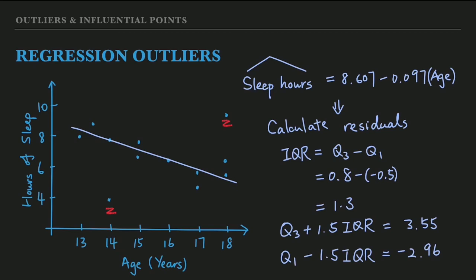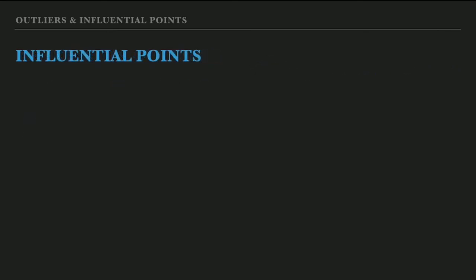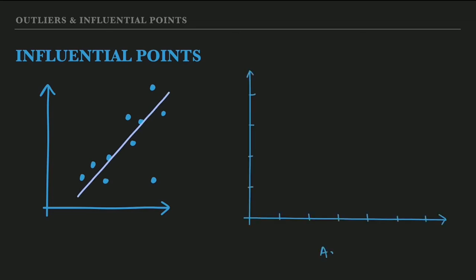The one at the right corner has a residual of 3.14. It is less than 3.55, so it is in fact not really an outlier. On the other hand, the other candidate is indeed an outlier because its residual is negative 3.25, which is less than negative 2.96. Next, we will talk about influential points, using two scatter plots as examples.